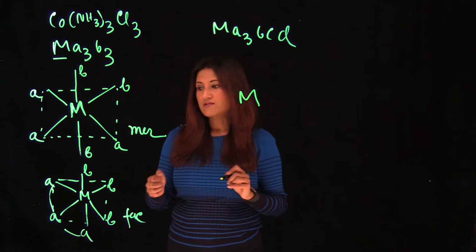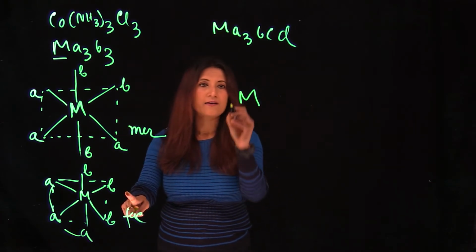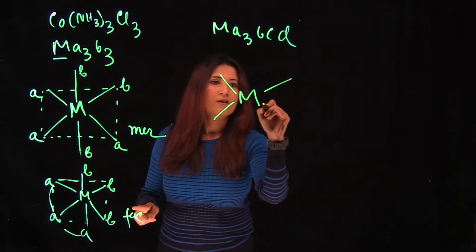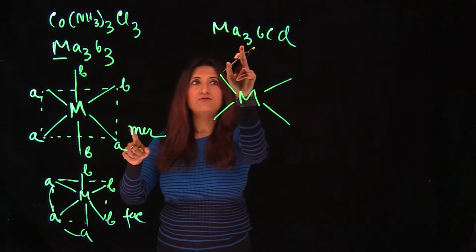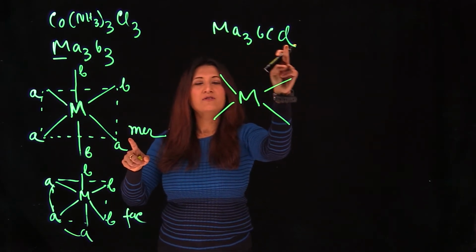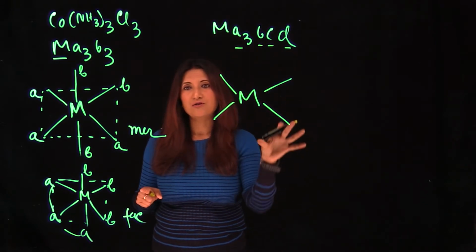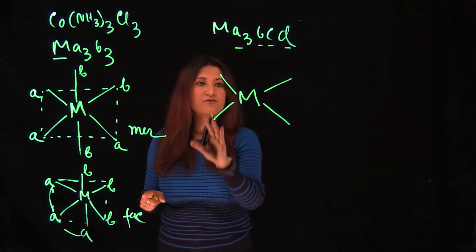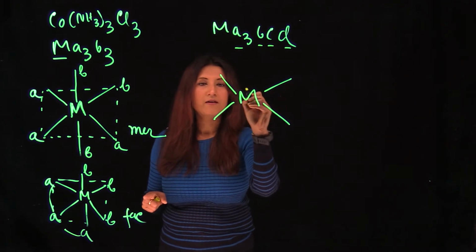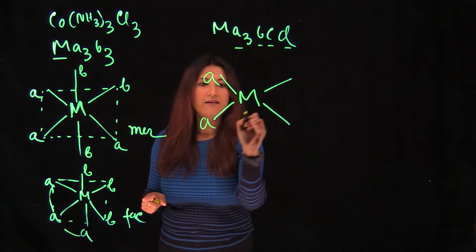And the easy way of starting is, let's say I'll start with fac. You can draw it, it's kind of similar, MA3, but no more B3. You now have 3 different ligands, B, C, and D, and also A. So essentially you have 4 different ligands. So let me draw my octahedral scheme, okay? And let me draw A, and A.